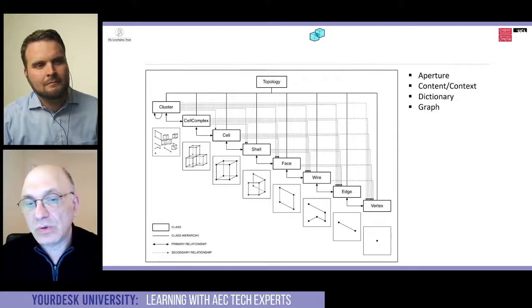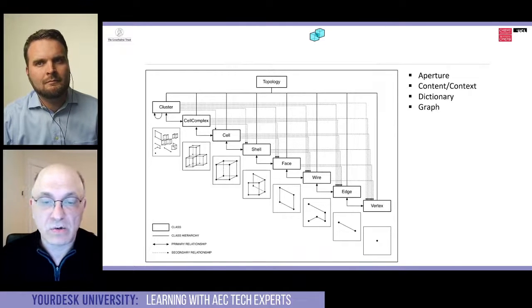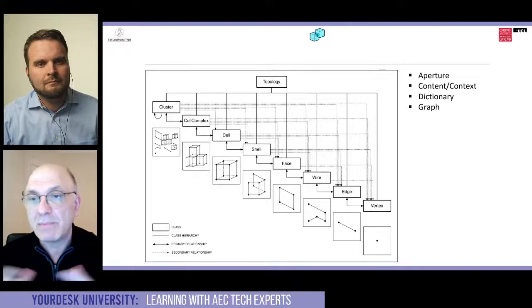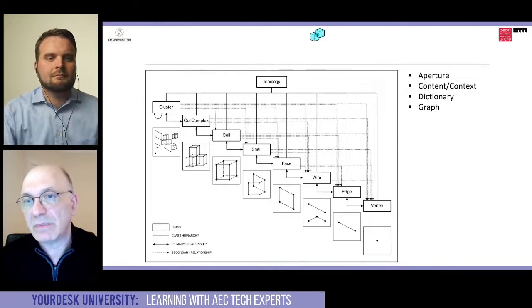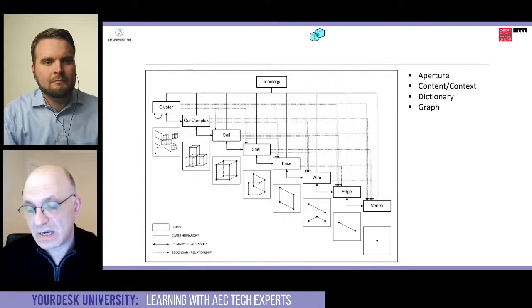Dictionaries allow you to do user customized things. So you can put the price of something, or the manufacturer, or some information about what this object is. So you can put arbitrary information in a dictionary. And then graph is really pure topology. It is made out of nodes and edges, and it can represent the connectivity in a cell complex, and I will show you that.